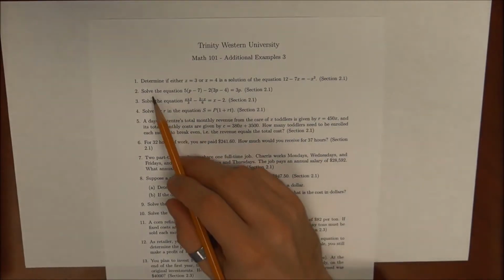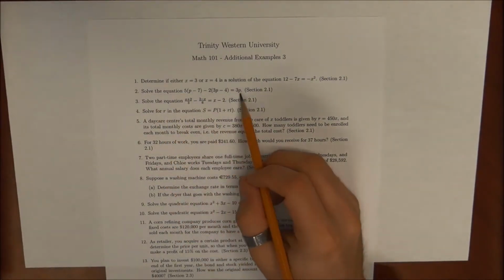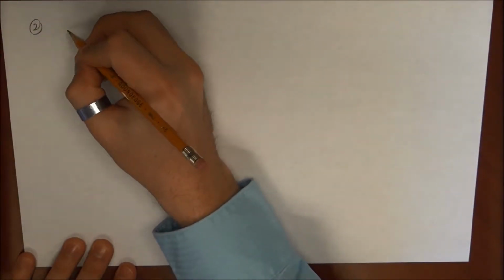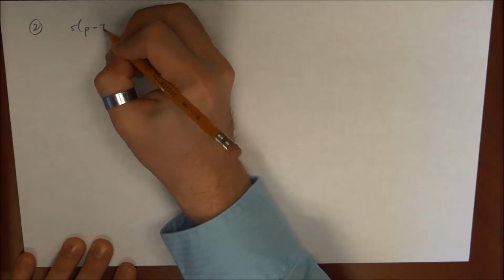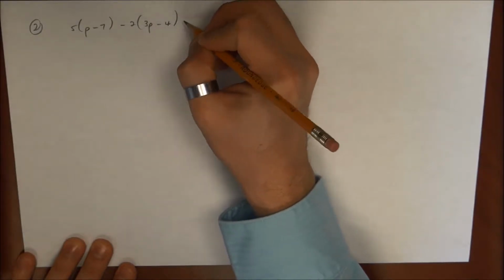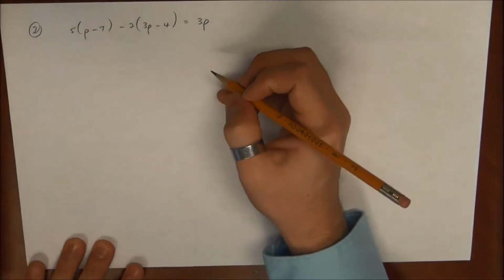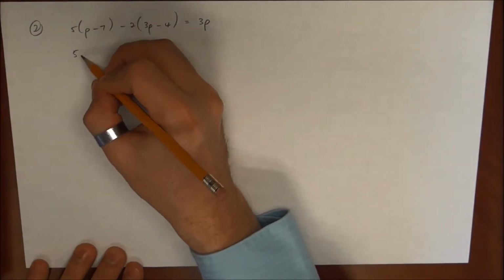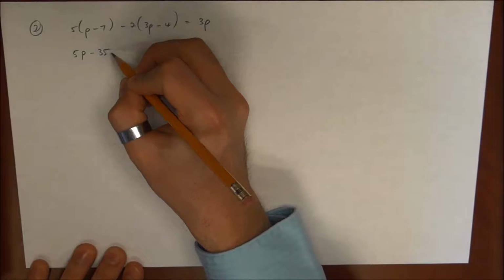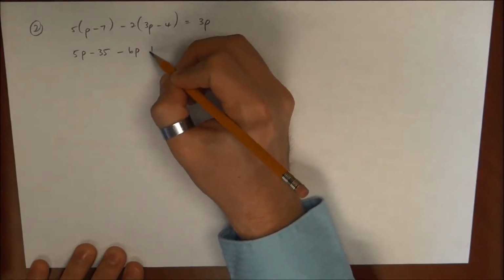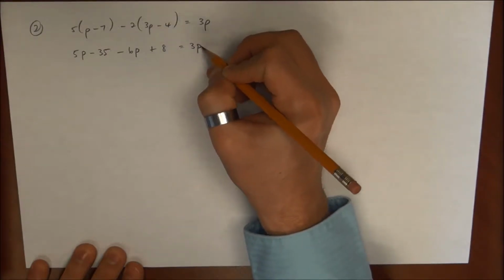In question number 2, solve the equation given here. So let's write down that equation and solve it. 5p minus 7 equals 2 times 3p minus 4, plus 3p. Okay, so I want to multiply 5 into the brackets, and I want to multiply 2 into the bracket, negative 6p plus 8, and I have a 3p here.